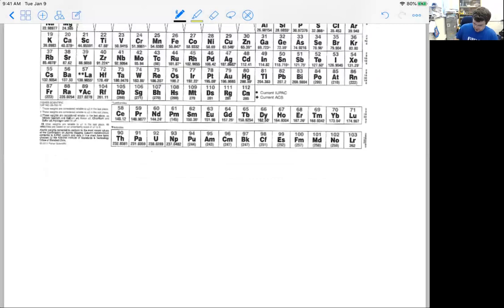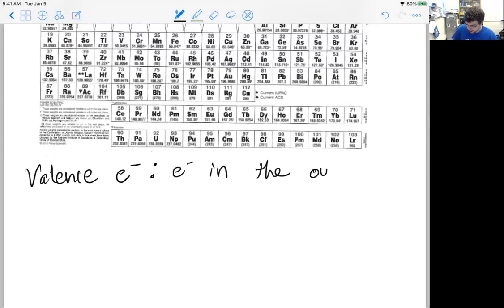Before we do that, though, let's start to define some of these important terms. I mentioned this is one of the more important terms to understand if we're going to understand chemical properties, and that's true. Valence electrons. These are the electrons in the outermost shell of an atom.